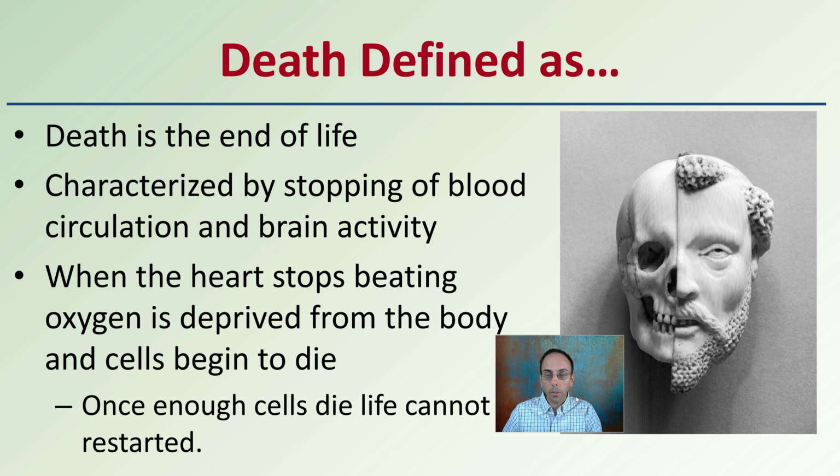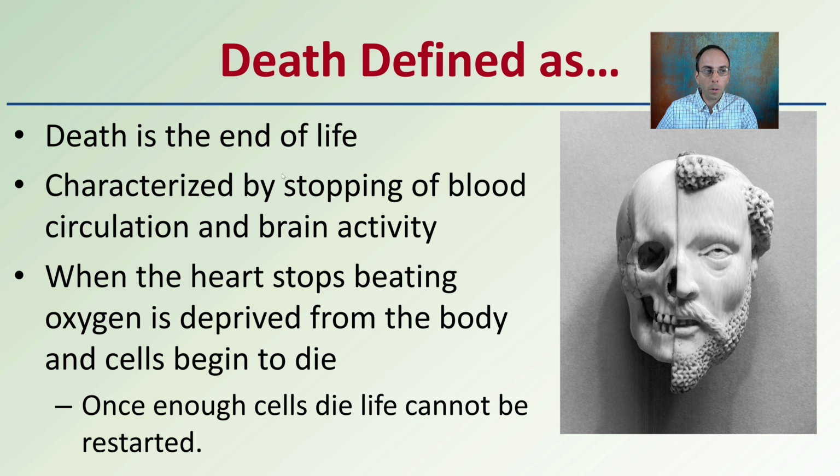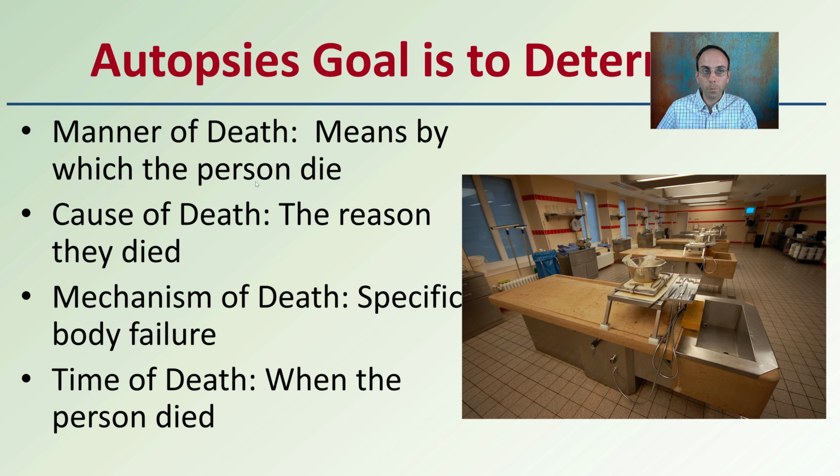Now, death is defined as, and this is what we're trying to determine here, the end of life, to put it simply. It's characterized by the stopping of blood circulation and brain activity. When the heart stops beating, oxygen is deprived from the body and the cells begin to die. Once enough cells die, life cannot be restarted. So this is how we're defining death here.